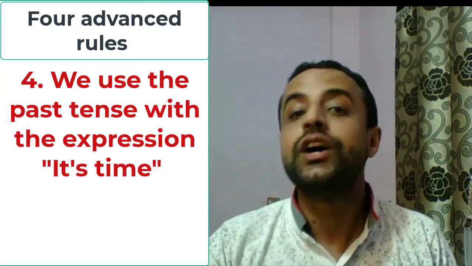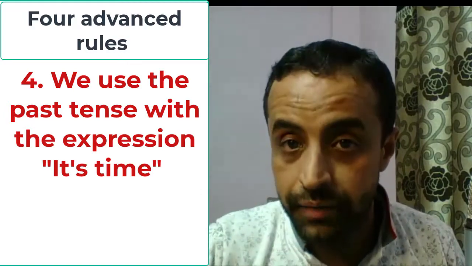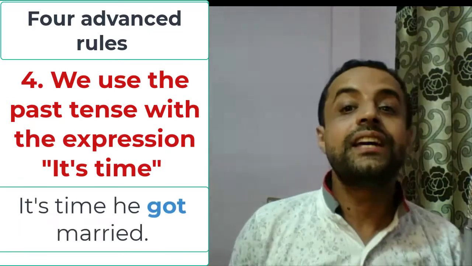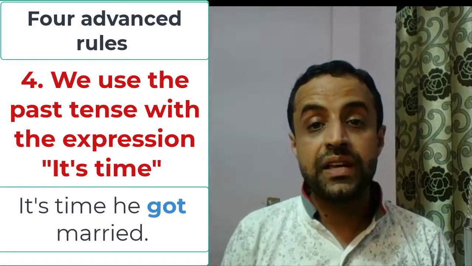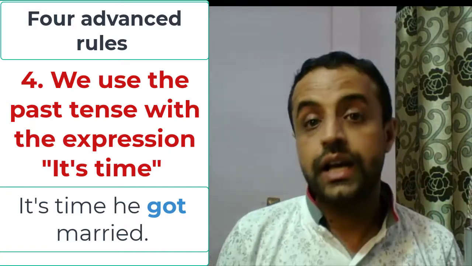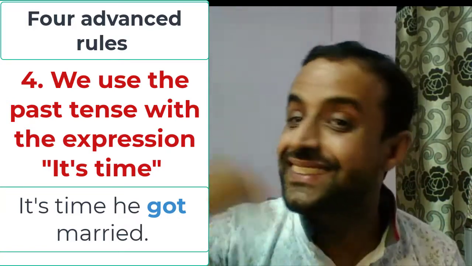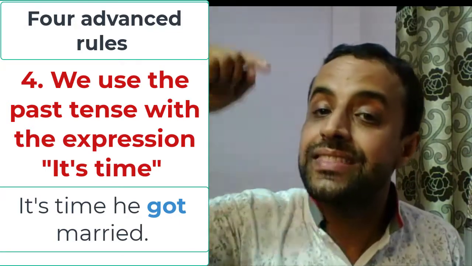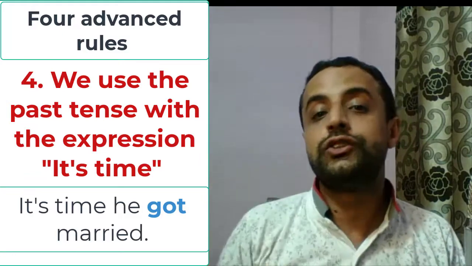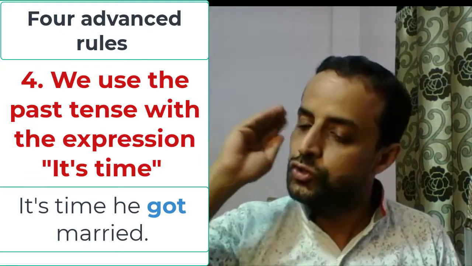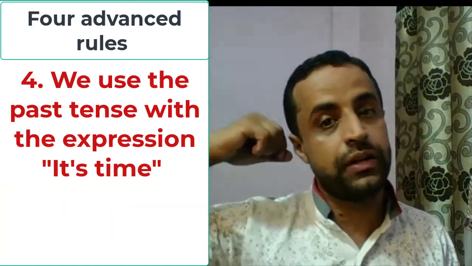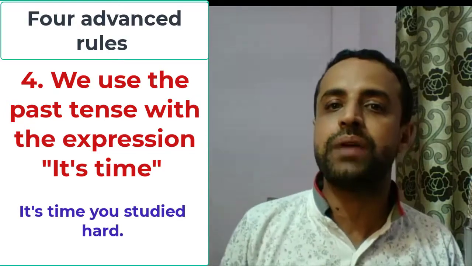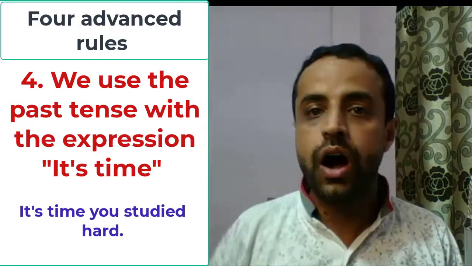We use the past tense with the expression "it's time" or "it's high time." For example, it's time he got married. It means that he did not get married in the past, but it's the right time now because he has postponed it for a long time, and this is the right time he should do this thing. So if you want to tell someone they should do it because they have been wasting time: it's time you studied hard, it's time you got married, it's time you found a job.